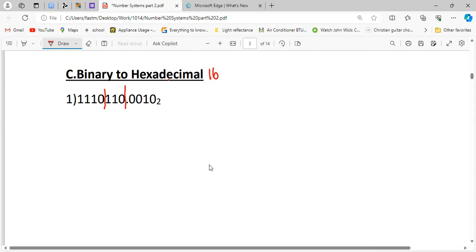Yeah? And then this here is just one value. So now to convert, 2 to the power 0 is 1. 2 to the power 1 is 2. 2 to the power 2 is 4. 2 to the power 3 is 8. So 8 plus 4 is 12.